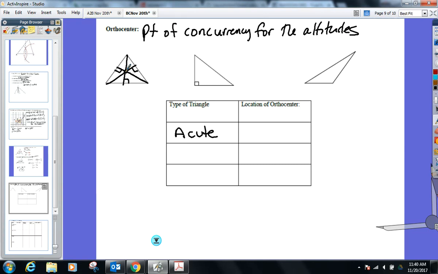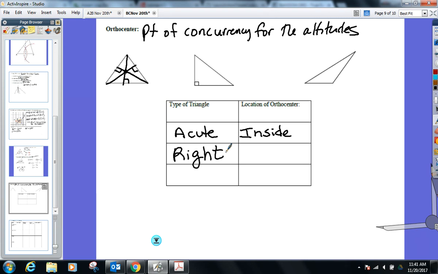And what I mean by the location is, where is it? It's always located inside the triangle. Okay, well, how can it be located outside? Oh, we'll get to that in a second. So anytime you have an acute triangle, the orthocenter will always be located inside the triangle. Anybody know what type of triangle I have next? Oh, okay. And I'm going to break the news to you. It won't be located inside.